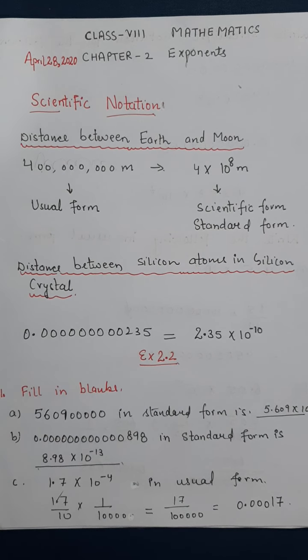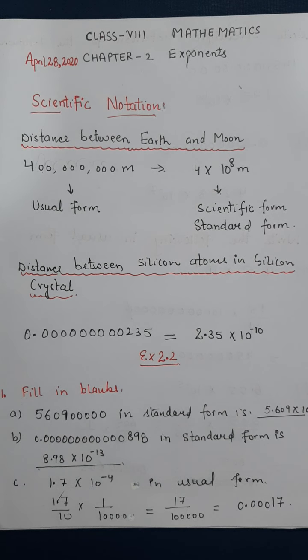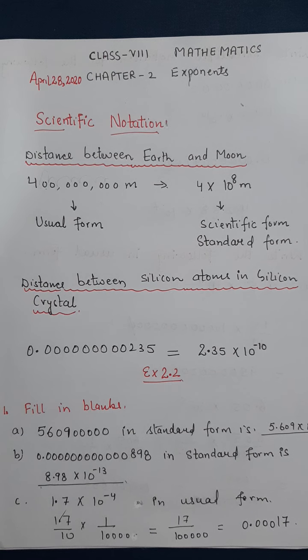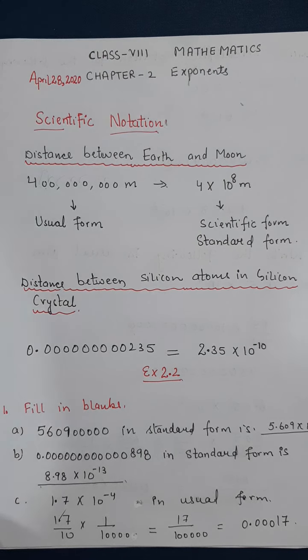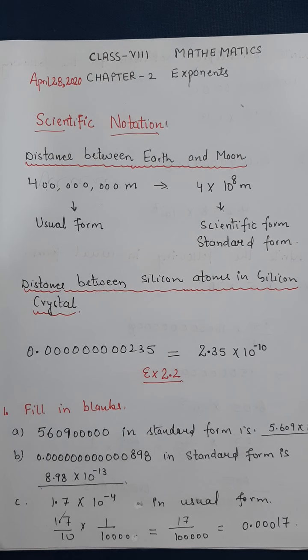Good morning, students. Today we have to do exercise 2.2 of chapter 2, exponents. In this exercise, we will see the scientific notation for writing large numbers. For example, I have to write the distance between Earth and Moon.